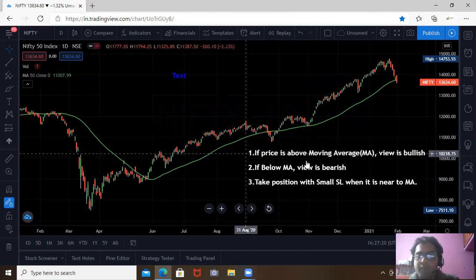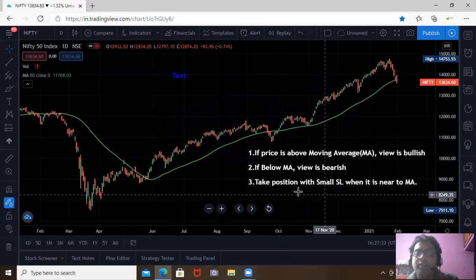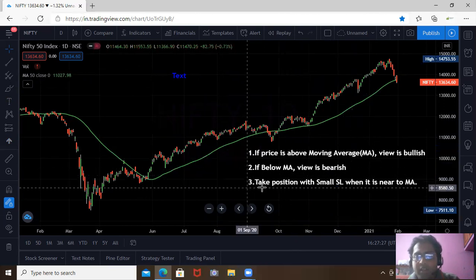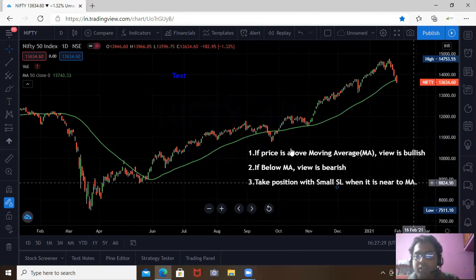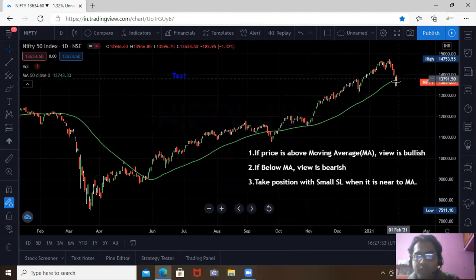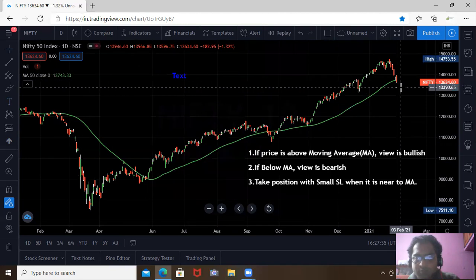So if price is above the moving average, then we can take a bullish view. If below MA, then bearish, and take position with a small SL when it is near to MA. So around this level, we can take position. Even tomorrow, we can take position around here with a very little stop loss of 50 points.